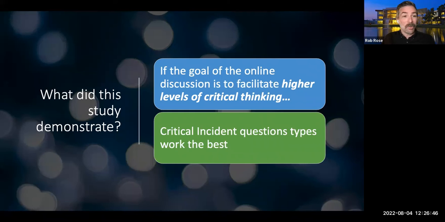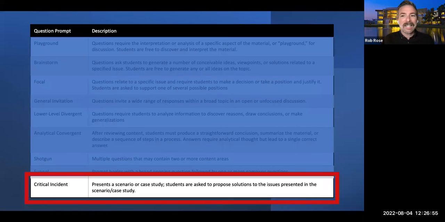We didn't look at this one in depth before. This is not one of the few that we read together, but it's the one at the bottom of the list. This is the case study prompt, where the prompt presents a scenario or case study. Students are asked to propose a solution to the issues presented. So if your goal is critical thinking, the research suggests this is the best at doing that.